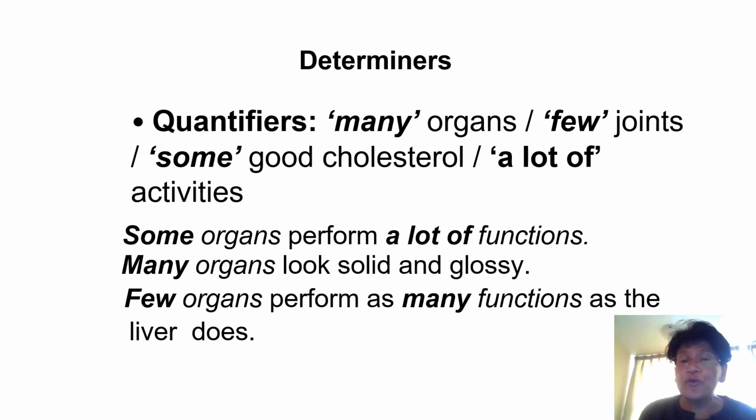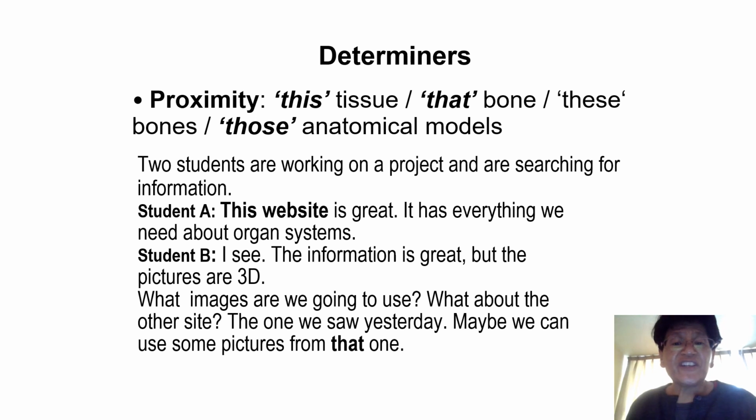Determiners also include quantifiers. Quantifiers are words which indicate amount or quantity, Lichens-Varvik. Quantifiers usually precede the noun. For example, many organs, few joints, some good cholesterol, a lot of activities. Please read the examples. Demonstrative determiners may indicate objects that are near in place or time. This tissue, these bones. Or objects not near in place nor time, that experiment, those statistics.